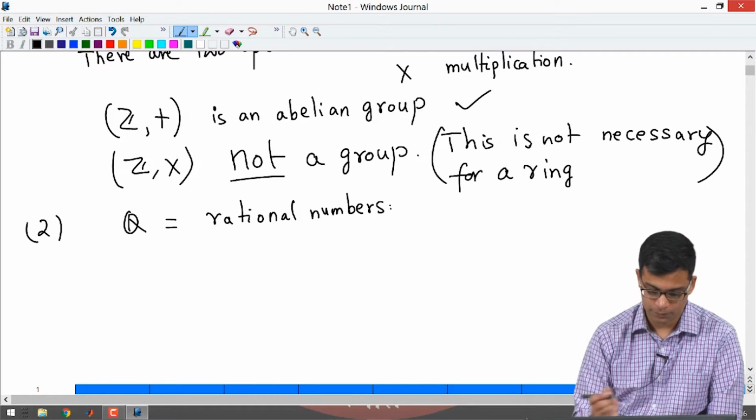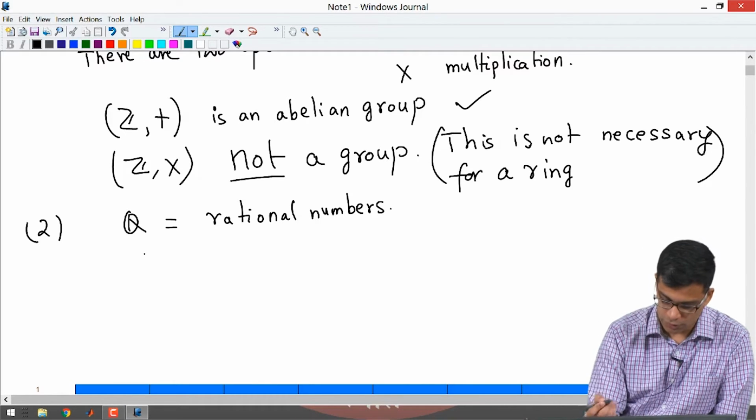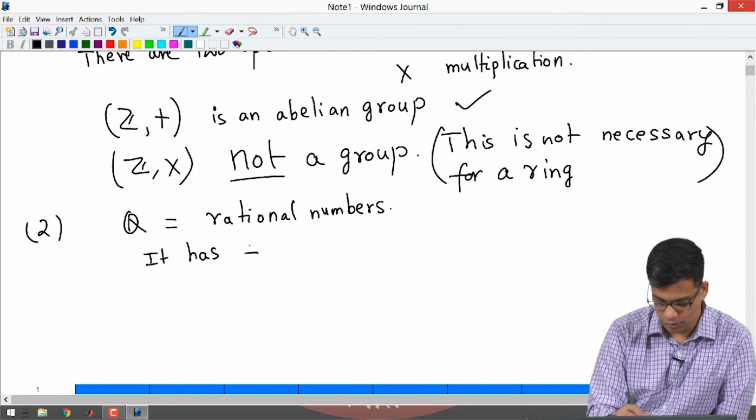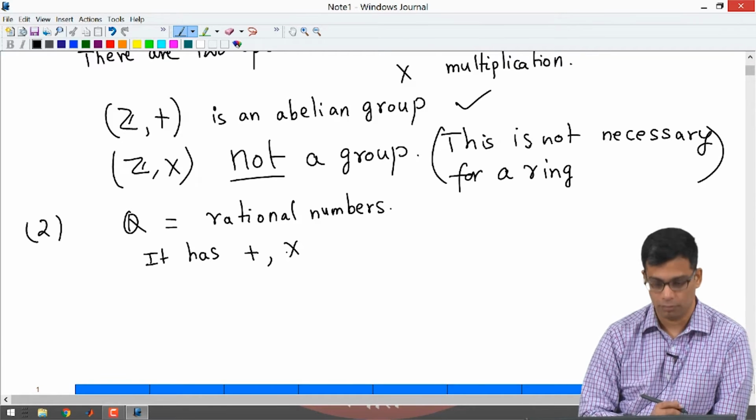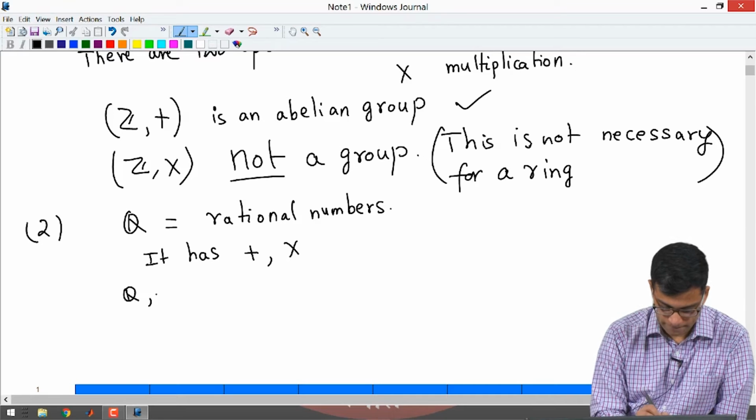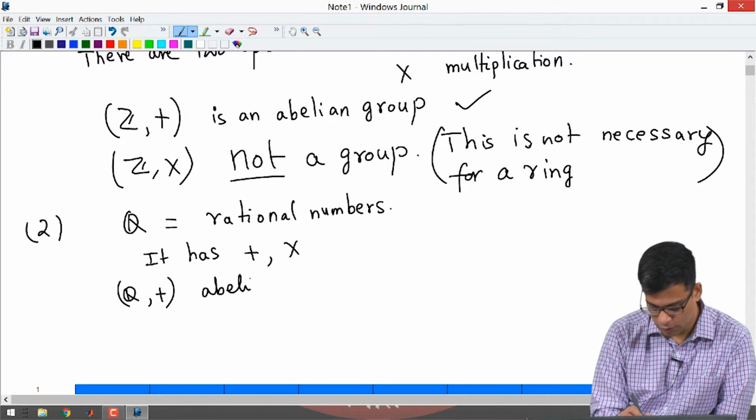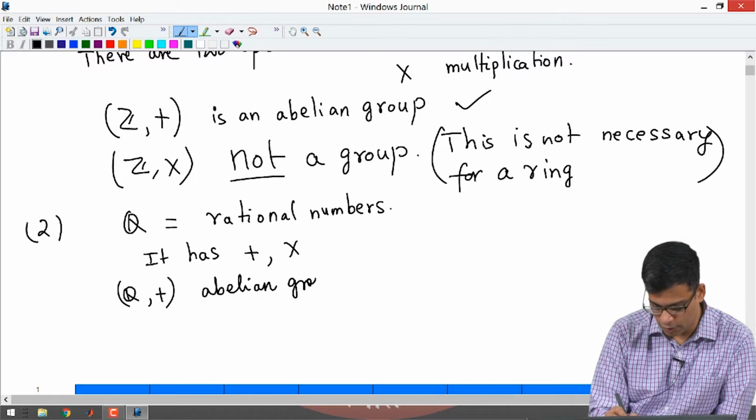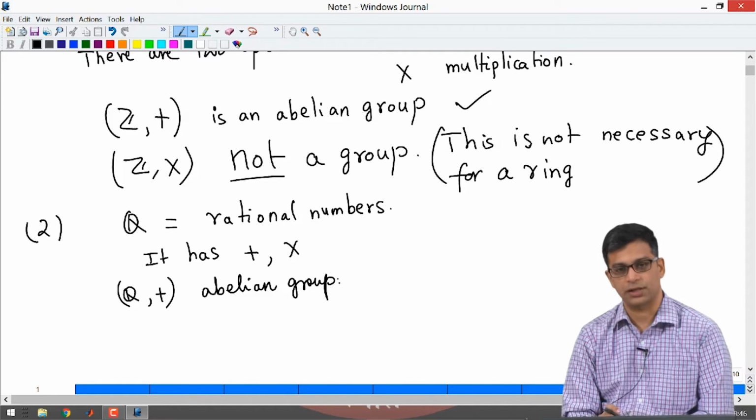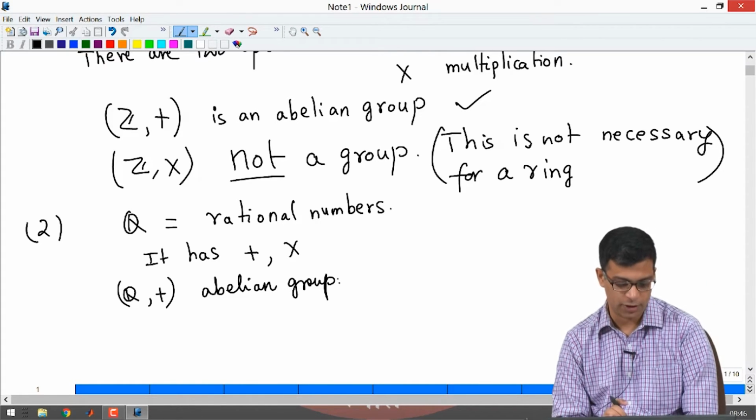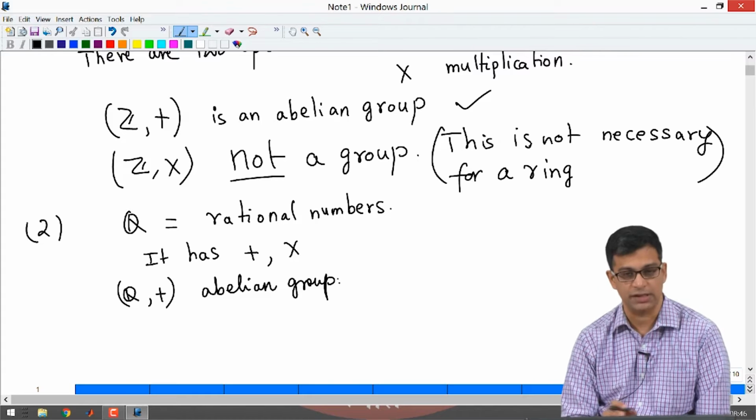Is this a group? Is this a ring? Let us see. So, clearly it has 2 operations, it has plus and multiplication. Q under addition is an abelian group, right. So, if you add 2 rational numbers, you get a rational number, there is a 0 element, every rational number has an inverse, it is associative.